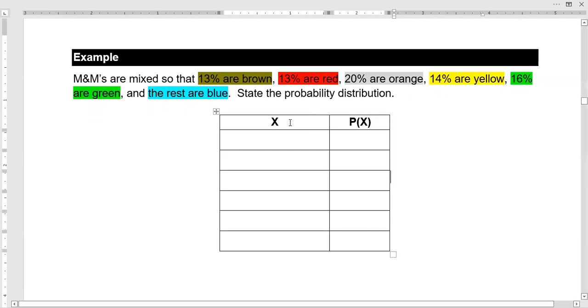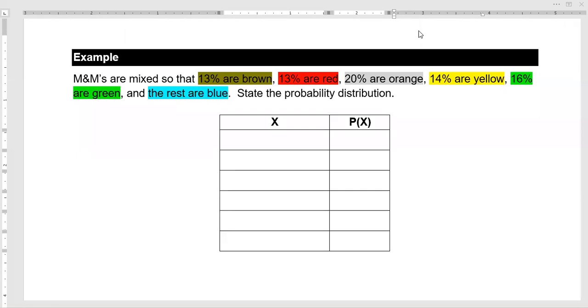So for our probability distribution, we have a column called X. X is the event that's happening. So in this case, the event that's happening is the color of the M&Ms. So we're going to list all of the different colors of the M&Ms here in this first column. And then P of X is going to be the probability of those colors. So we'll list the probability of each color here. So let's just list out the colors in the order they're given to us. So they told us brown, red, orange, yellow, green, and blue.